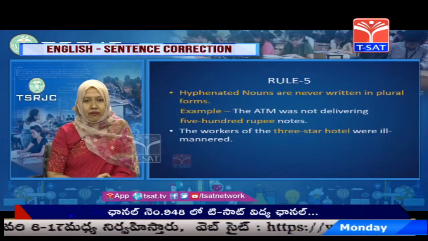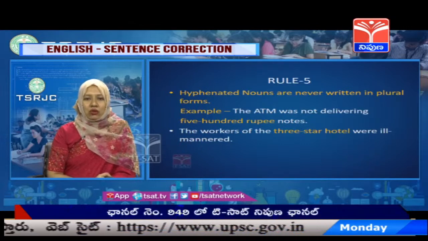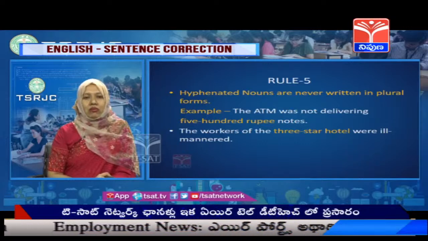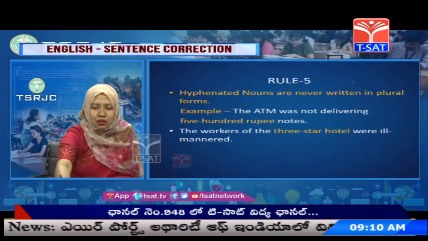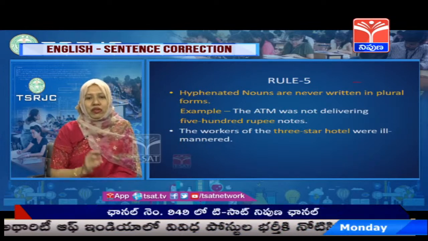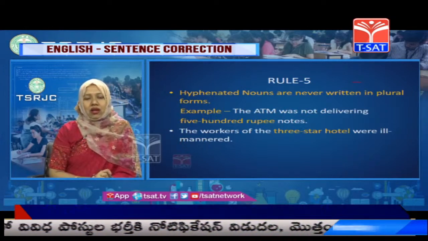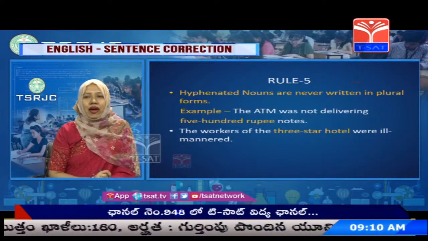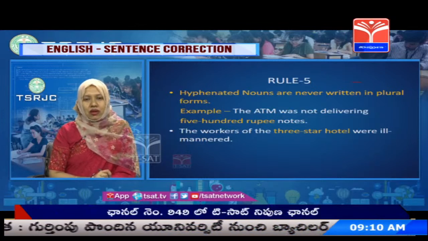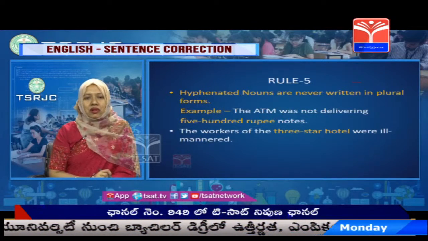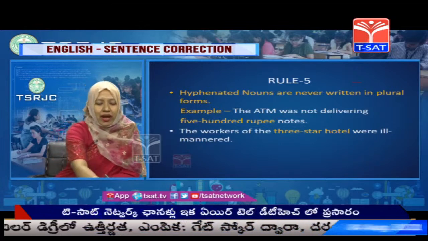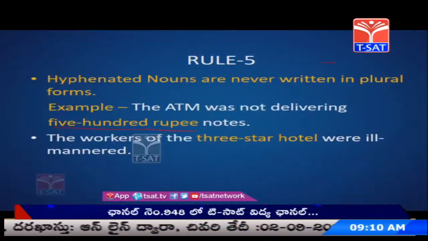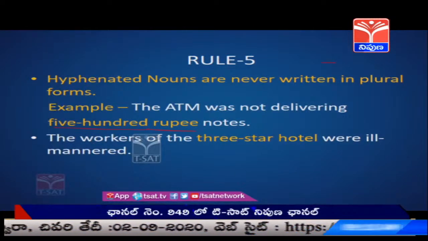Coming to rule 5. Hyphenated nouns are never written in plural forms. Now remember hyphen. Hyphen means a small dash between two words. Now let us take an example. The ATM was not delivering 500-rupee notes. Now in this example, we talk about 500-rupee notes. 500-rupee is one note.